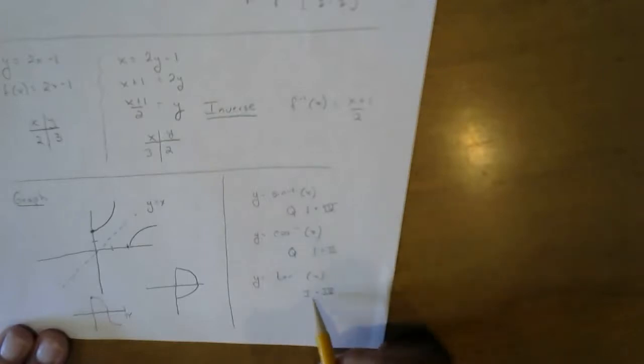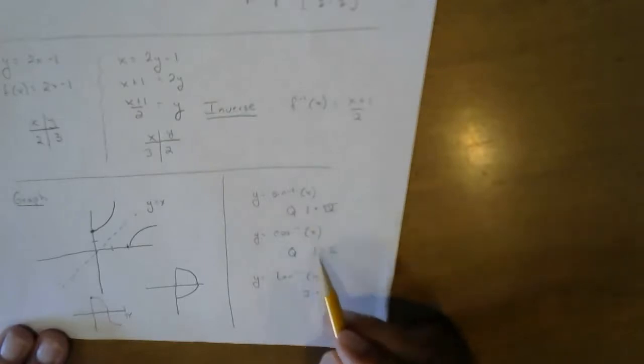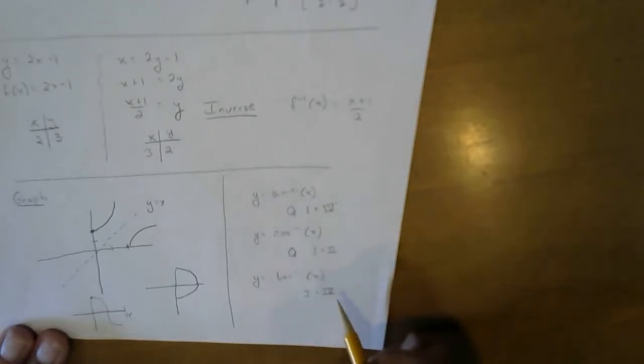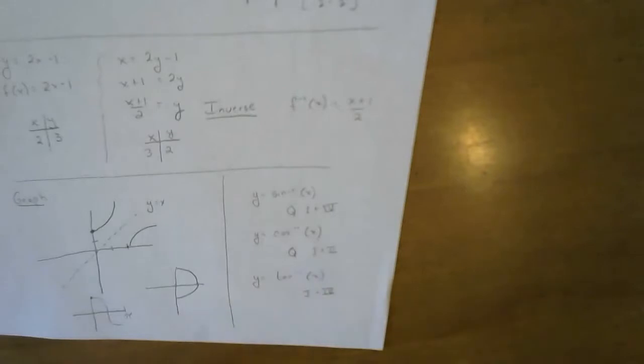Tangents, the same kind of deal. All of my positives are quadrant 1. My negatives, just like sine, are in quadrant 4. And I'm going to show you a quick example problem that will help a little bit with this.